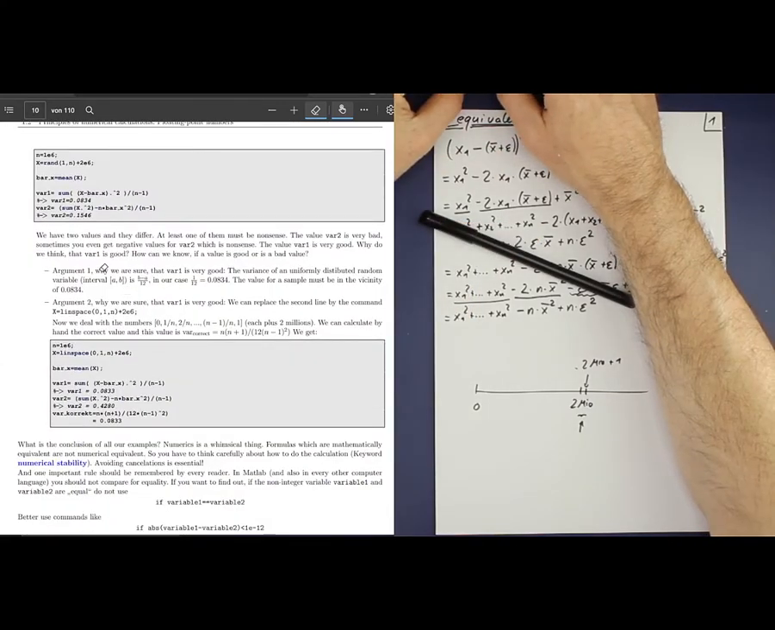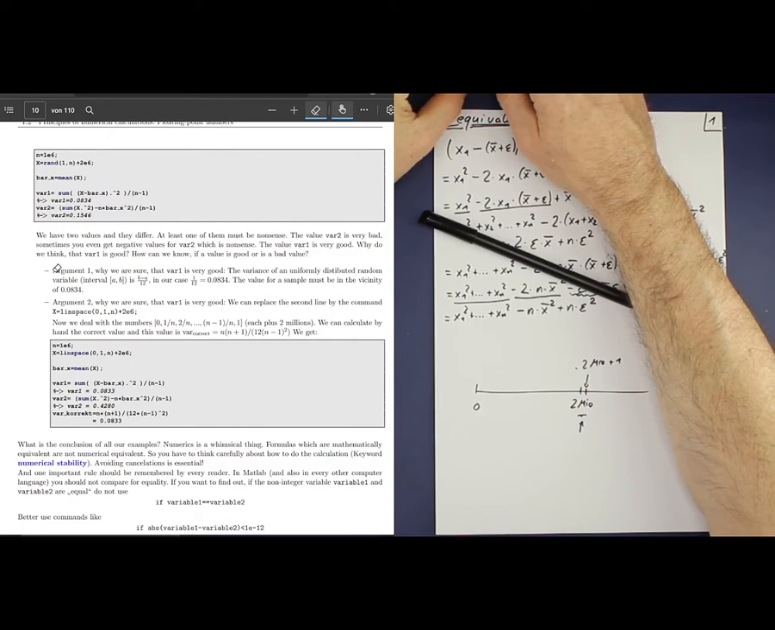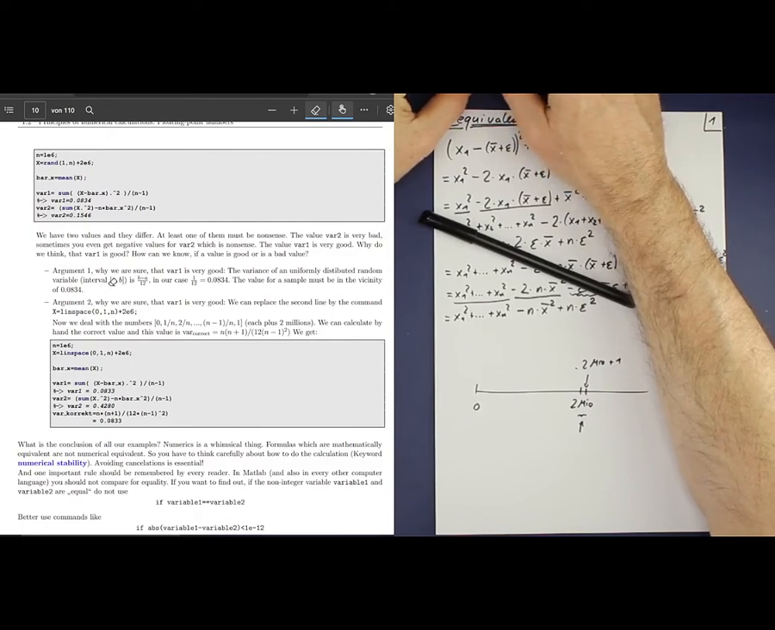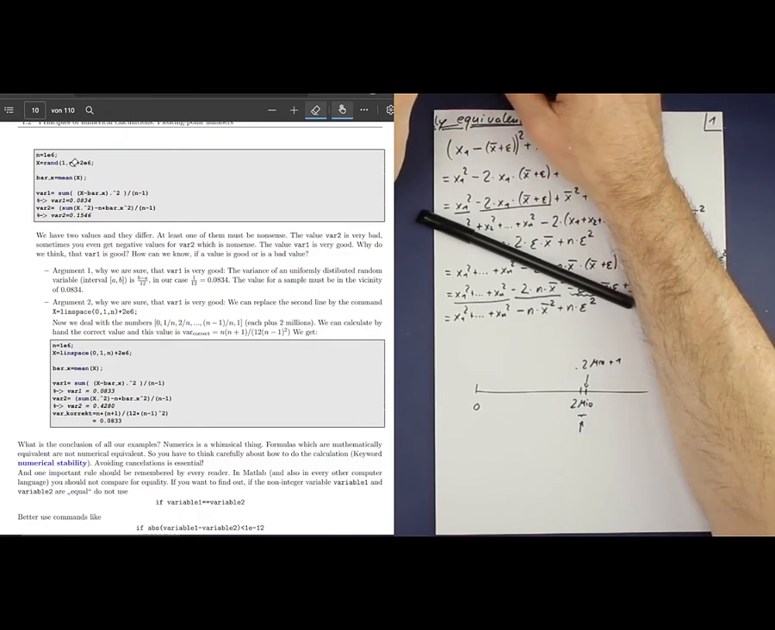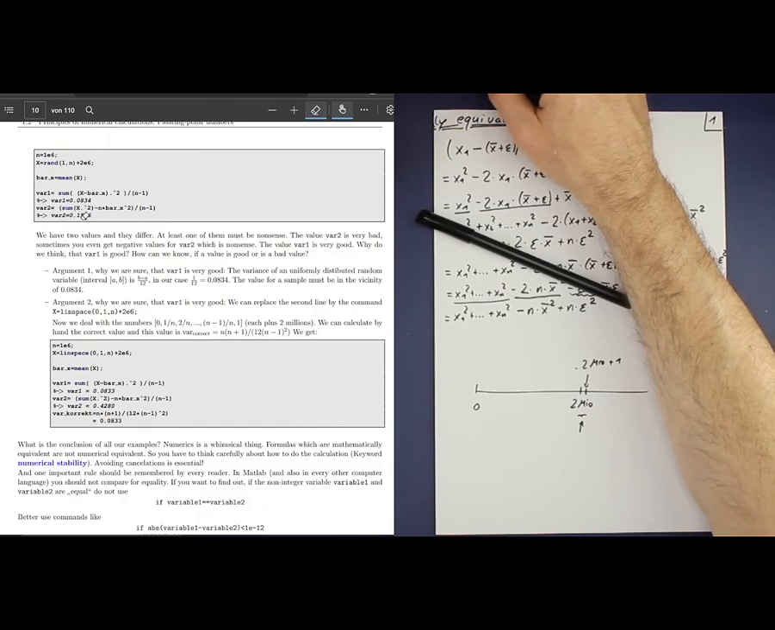I can tell you that if you do some statistical analysis, this here is close to a uniformly distributed random variable, and having that you can analyze the variance. And in this case, the variance is 0.0834. And this is really clear. This answer must be complete nonsense.